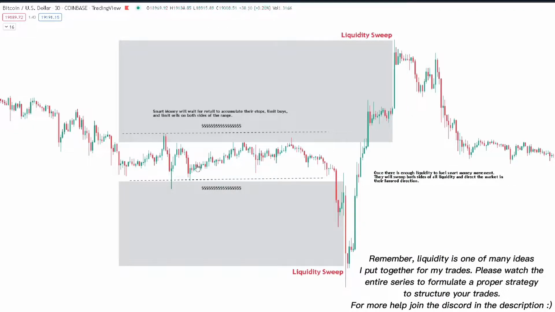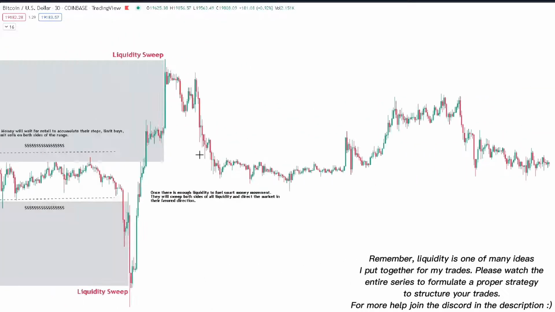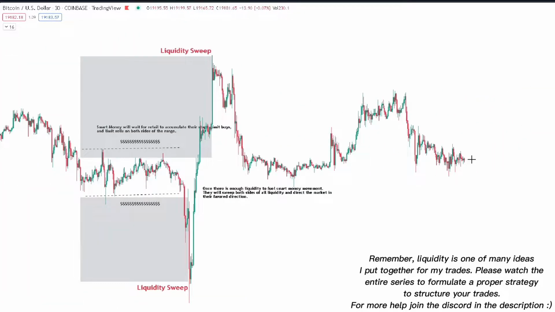So pretty much what retail does, or what market makers do, they give time for enough liquidity to build up to fuel the movement of their smart money. And they just sweep both sides, and once the board is clean, you can see the true direction of the market. So after the board was cleaned, you can see that we do have upwards movement here. And since Bitcoin is coiling right here, we actually are having more accumulation.